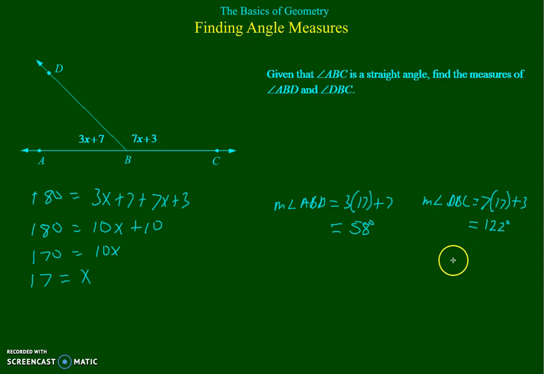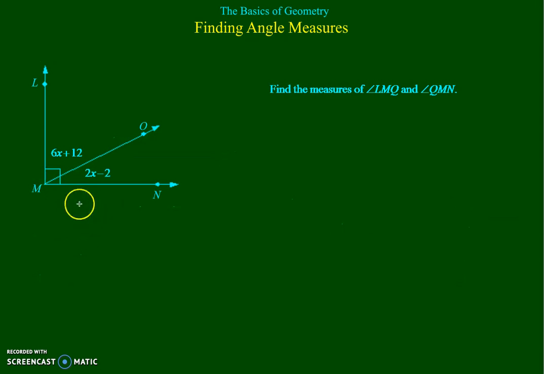All right, let's look at the next problem. In this problem, the only thing we were given is the picture. And in the picture, we're shown that this is a right angle symbol. That means that angle LMN has to equal 90 degrees. So we're going to say that 90 equals, this is very similar to the last problem, except that was a straight angle and that was equal to 180. So the sum of these two angles is going to equal 90 now. 6x plus 12 plus 2x minus 2, not 3.